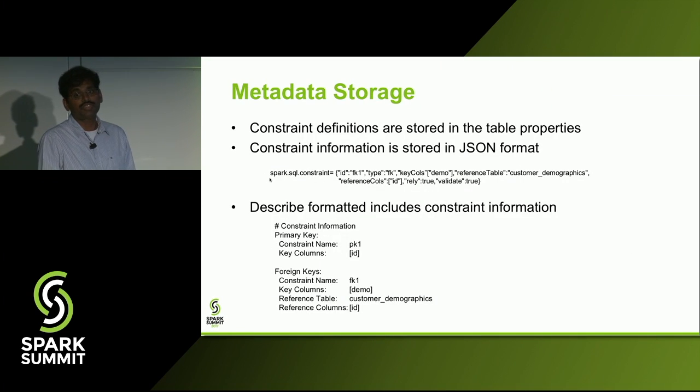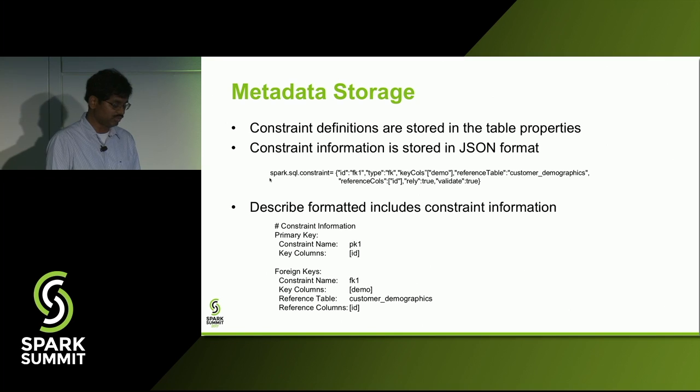So constraint definitions are stored in the table properties as key value pairs, and each constraint is stored as a JSON string. And you can see an example of a foreign key constraint I defined on the customer table. You can see the reference table and related strings in the JSON. And the user can also find out what constraints are defined on the table. So we enhanced the describe formatted command to include constraint information. Here is a snapshot of an example.